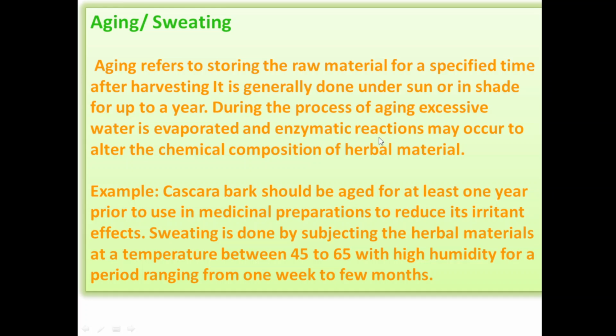Sweating is done by subjecting the herbal material to a temperature between 45 to 65 degrees Celsius with high humidity for a period ranging from 1 week to a few months. So sweating is done by keeping the herbal material exposed to temperature, which should be maintained between 45 to 65 degrees Celsius, and high humidity is also provided for a period of 1 week to a few months. During that period, when it is exposed to higher temperature and humidity, the irritant property of the drug will reduce.